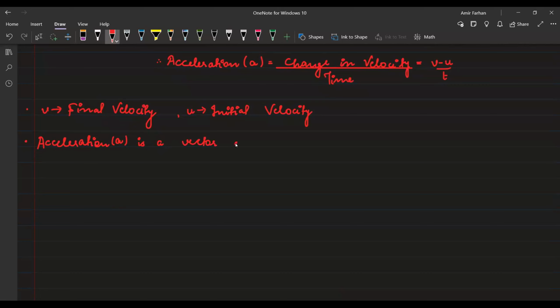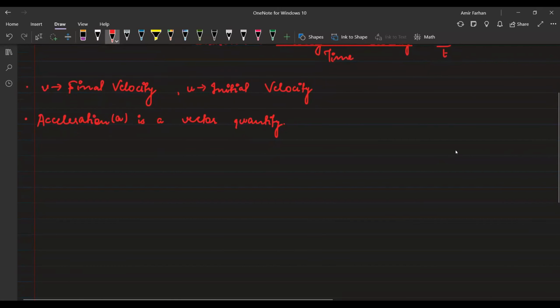So if acceleration is a vector quantity, what does it mean? Anyone? What does it mean if acceleration is a vector quantity? Sir, it gives distance and the direction. No, it will not. It basically tells you that if this is a vector quantity, it can be zero, it can be negative as well as positive.